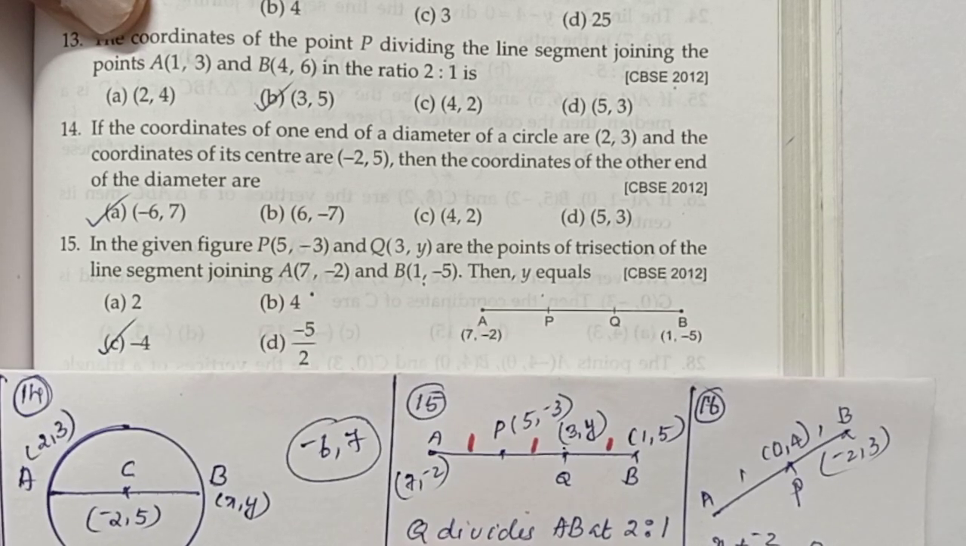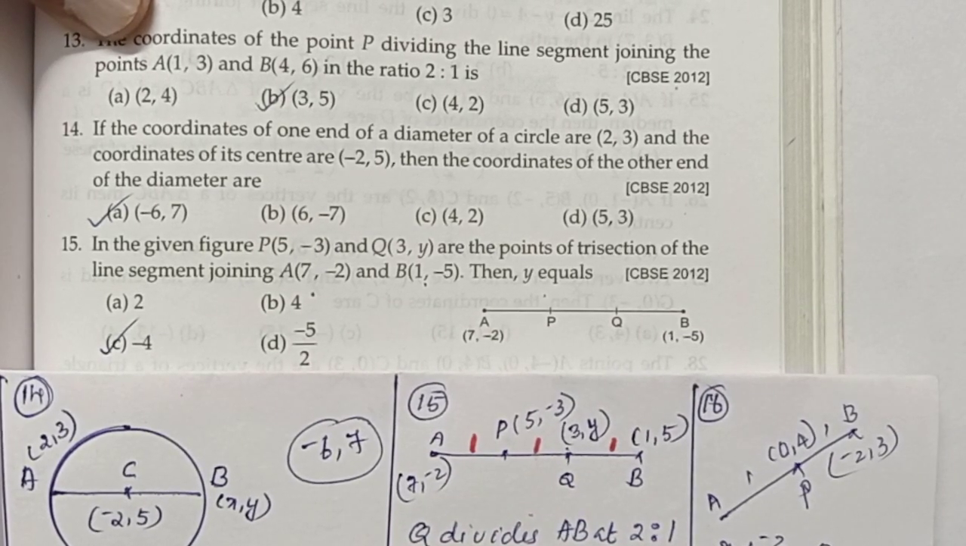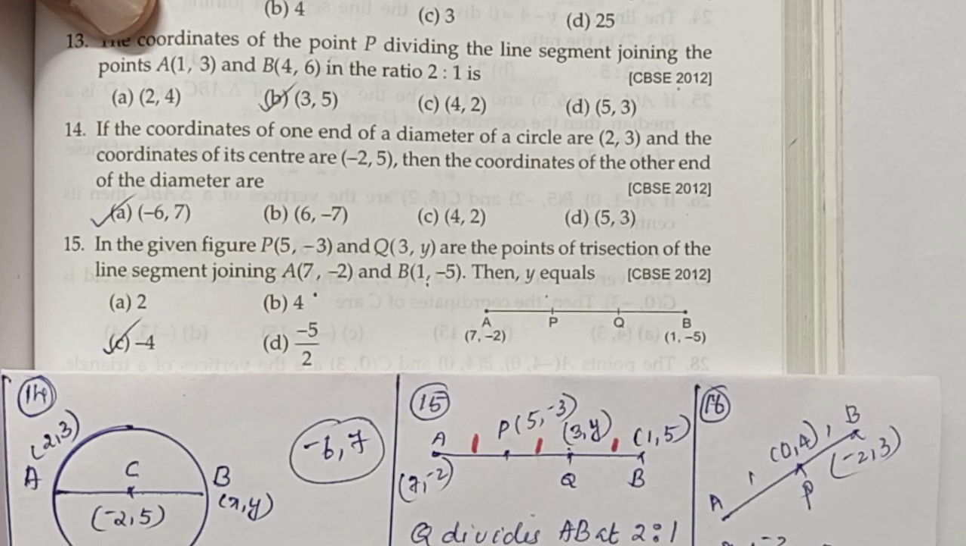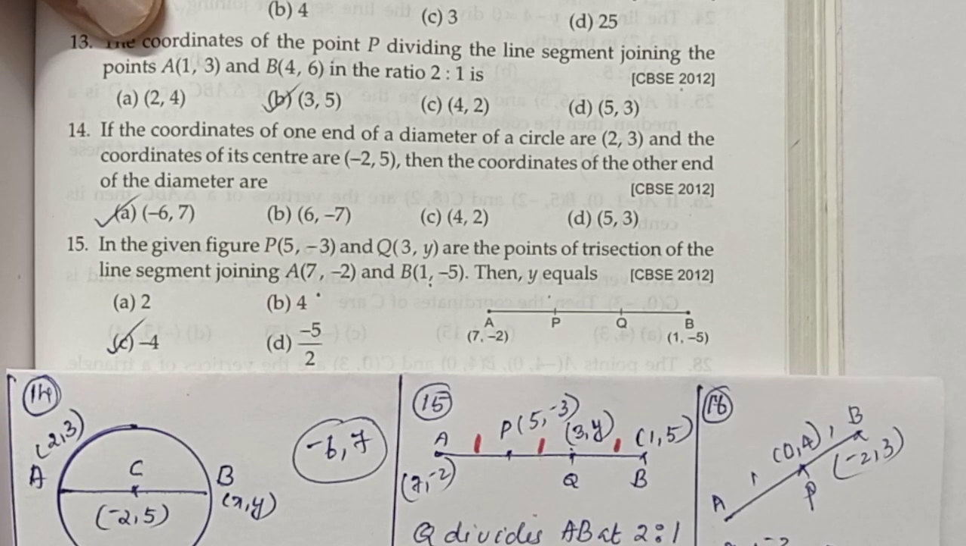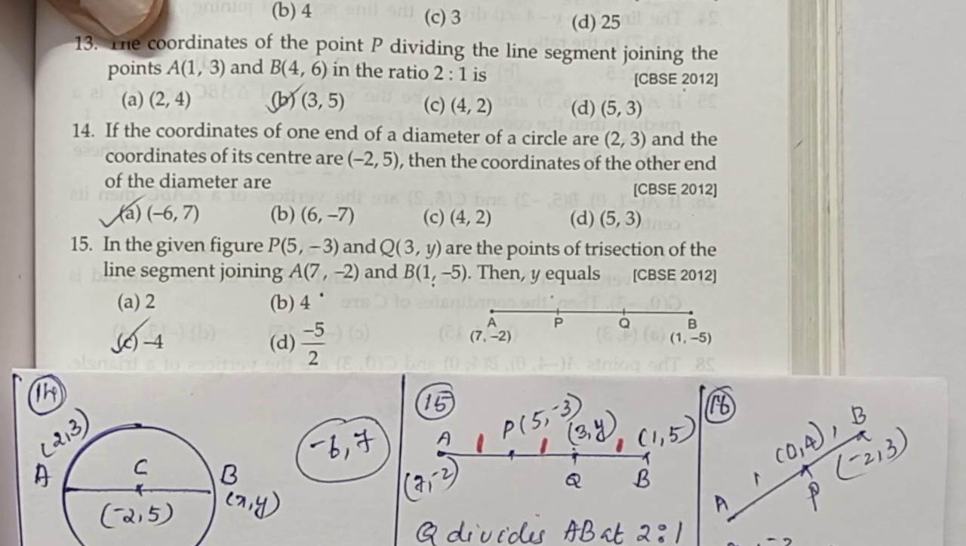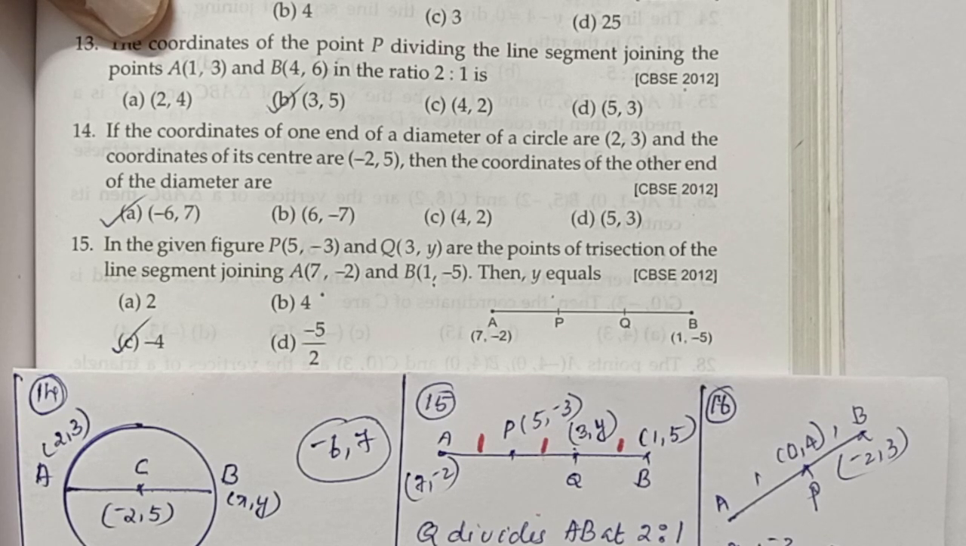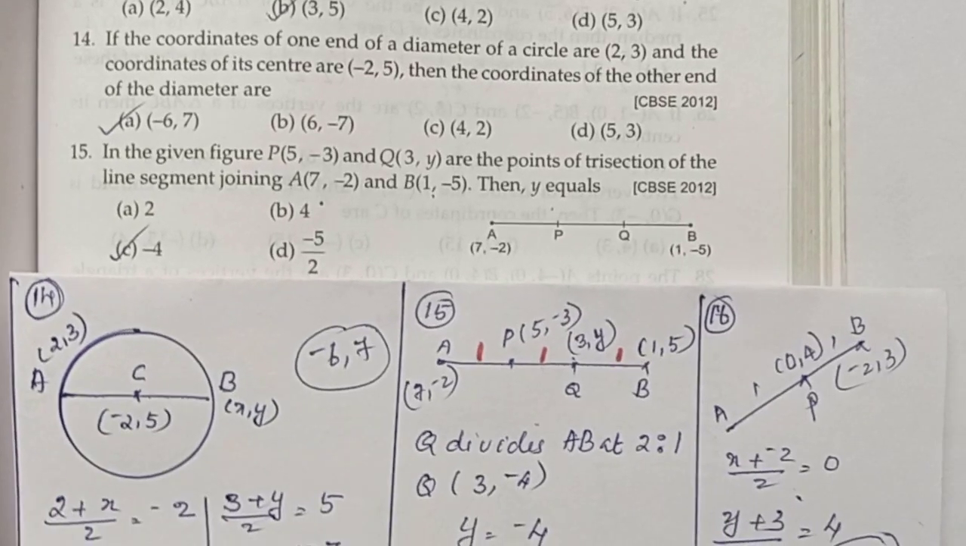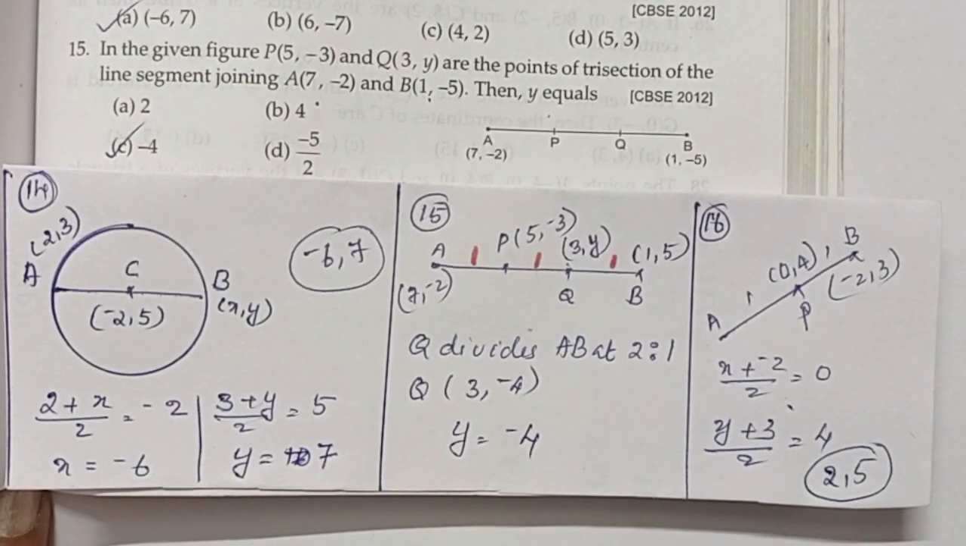In the given figure, P(5, minus 3) and Q(3, y) are the points of trisection of the line segment joining A(7, minus 2) and B(5, minus 1). Then y is equal to, given that it is trisection, that means it is dividing into 3 parts. Therefore, the answer is minus 4.